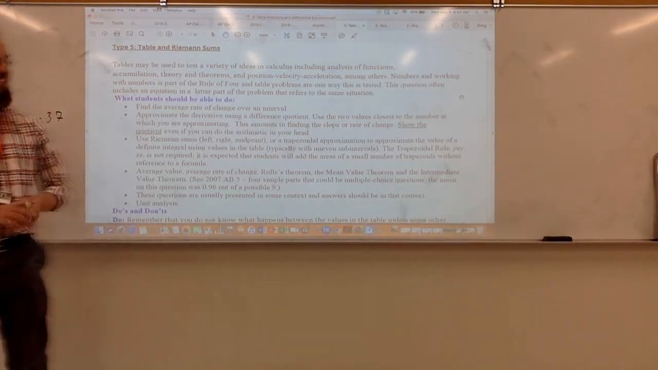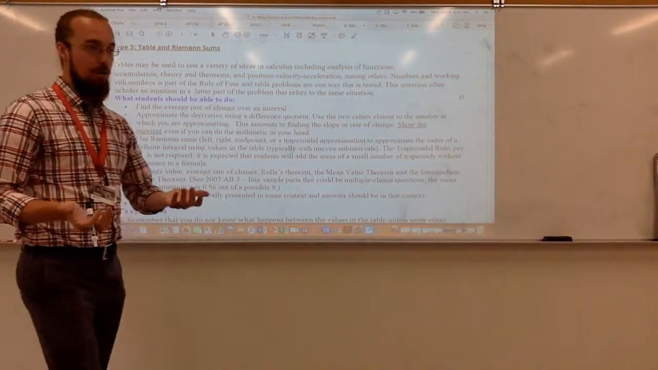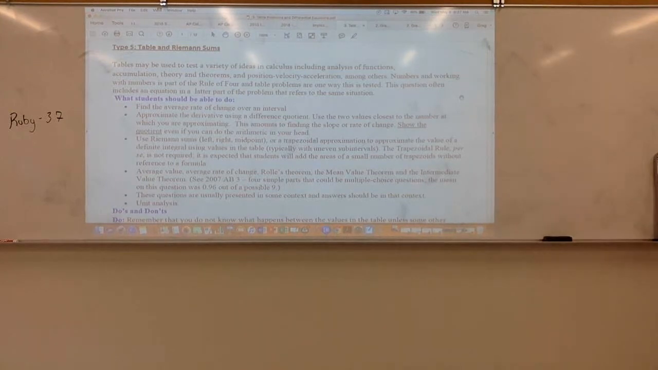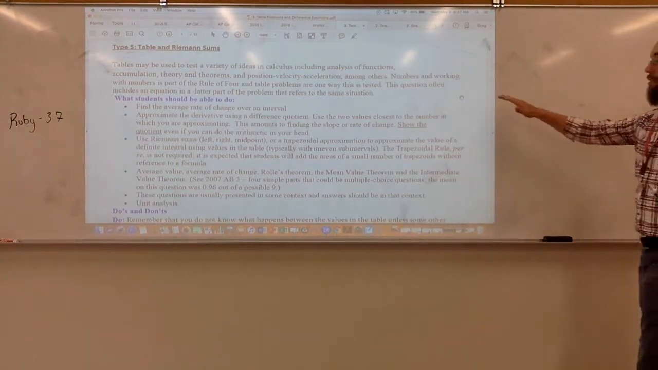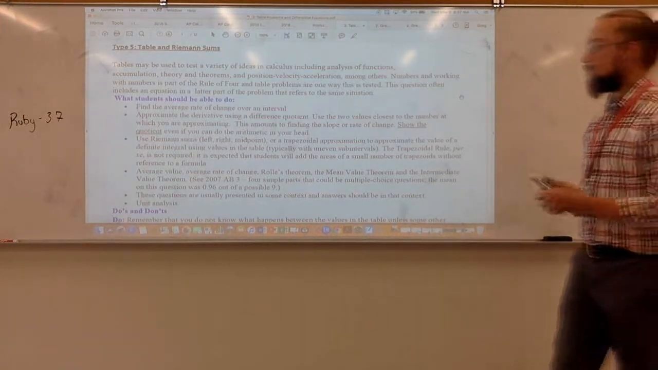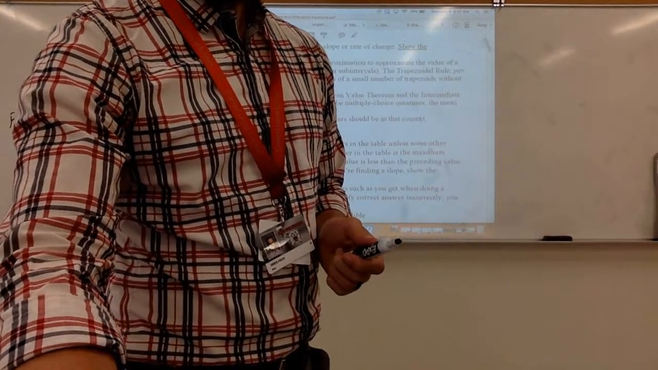Alright, so type 5 is table or Riemann sum problem. We've looked at a lot of these types of problems fairly recently, and again, I'm not going to read through all of these what-you-should-be-able-to-do items. But I do want to point out some of the do's and don'ts down here.